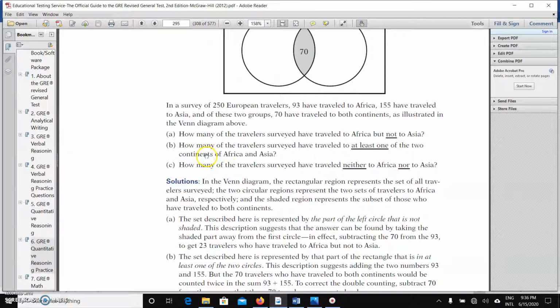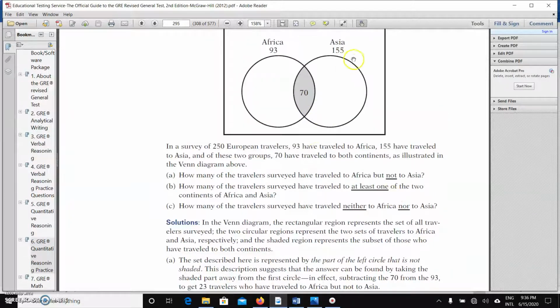Then the second part: how many of the travelers surveyed have traveled to at least one of the 2 continents, Africa or Asia? So that means at least one: those that have traveled to Africa, those that have traveled to Asia, and those that have traveled to both. To know this, you calculate Africa alone, Asia alone, and add it with 70.